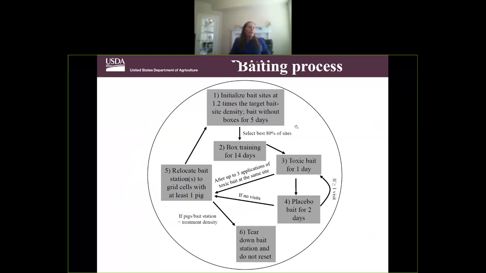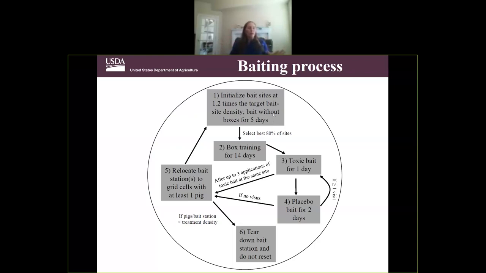Now, the baiting process is fairly complex, and we accounted for all this complexity in the model. So basically trying to describe how a manager would go out on the landscape and bait. So essentially what you would do to initialize is you initialize at bait sites at 1.2 times the target bait site density that we used as a parameter in the model. And this is kind of like a scoping period.